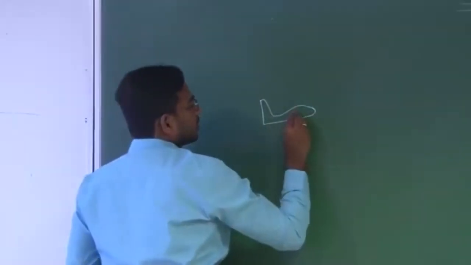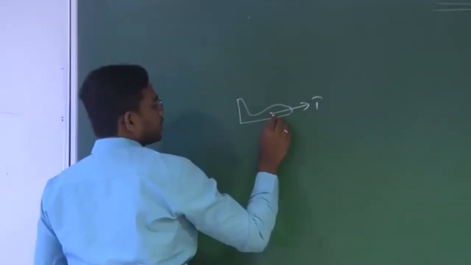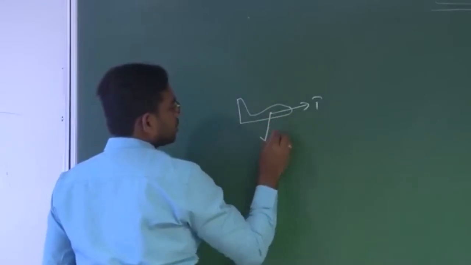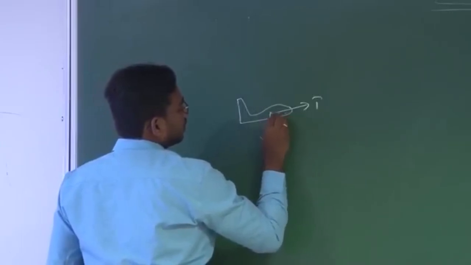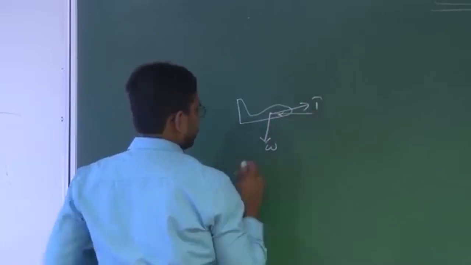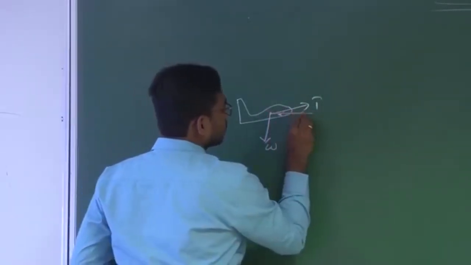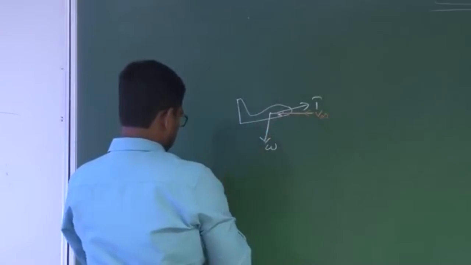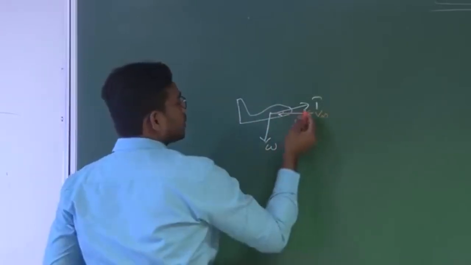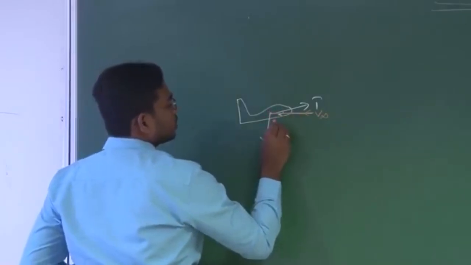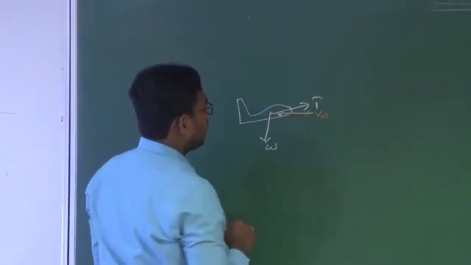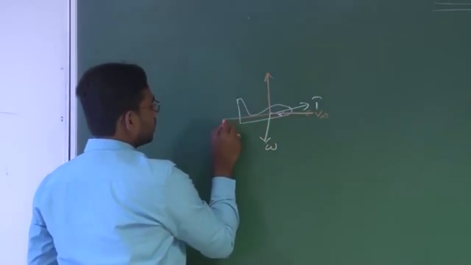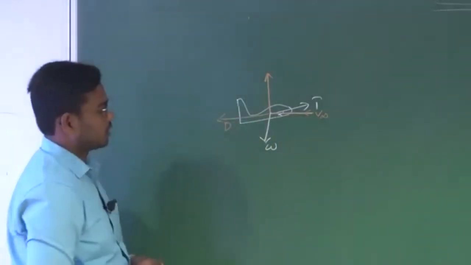Let us consider this is your UAV, acted upon by external forces, thrust. Due to this thrust, and you have weight acting vertically down, the aircraft will move at a certain velocity, V infinity. So this is your V infinity. And once it starts moving, there will be flow due to which there will be aerodynamic forces, external forces like lift and drag. Lift is acting perpendicular to V infinity, drag along the direction of V infinity.